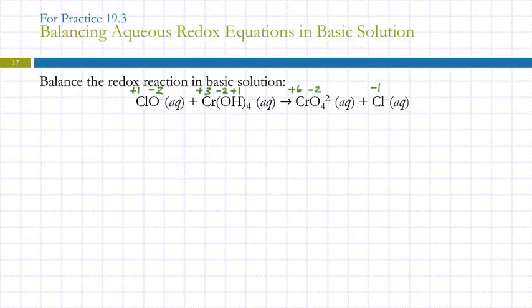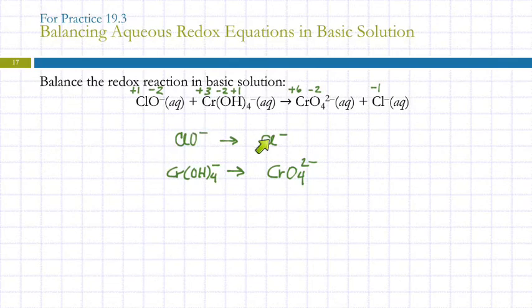Okay, so half reactions. ClO minus, I'm going to leave the states out, I'm tired. ClO minus going to Cl minus. CrOH4 minus going to CrO4 2 minus. This is a basic solution, balanced with respect to mass, chlorine and chlorine. There's an oxygen here, so we balance that by adding water on the other side. Then we balance the hydrogens by adding hydrogen ions.